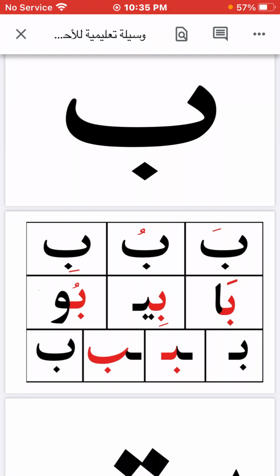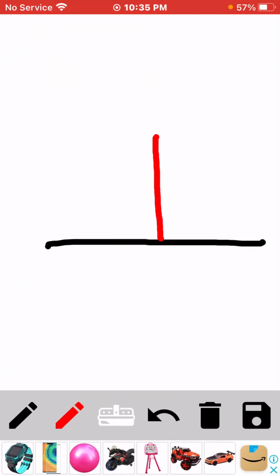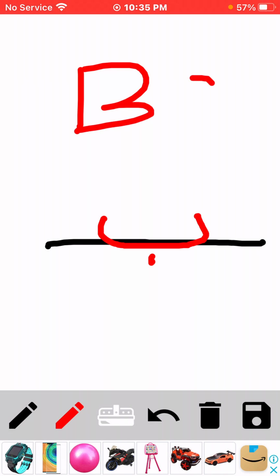How do we write the letter B? Look here, please. This is our line. So we draw a plate, and under it one dot. There is the letter B, and the sound is also B.